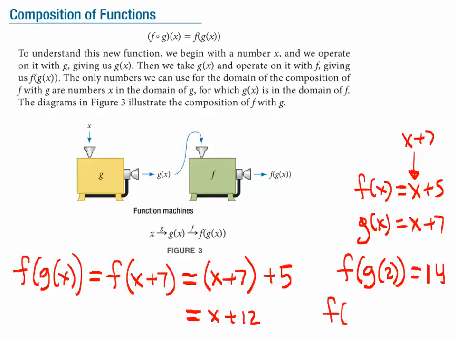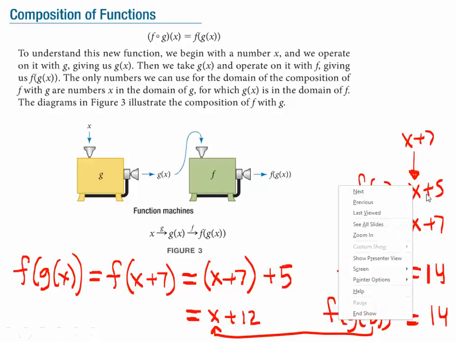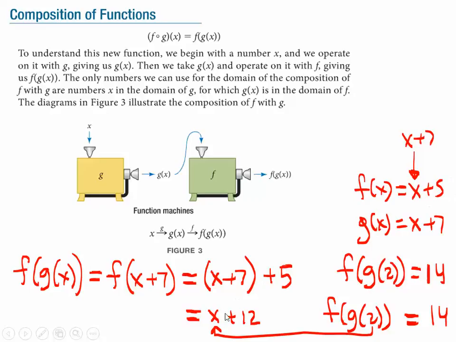And notice real quickly here, if I put a 2 into here, wouldn't that be 14 as well? But notice what I've done though. I've put these two functions together, so I only have to do one single process to figure out the answer. So the g function said I got to add 7 to it. The f function says I got to add 5 to it. If I combine the processes together, I can have one individual function that says I just need to add 12. I'll always get the same answer each time.